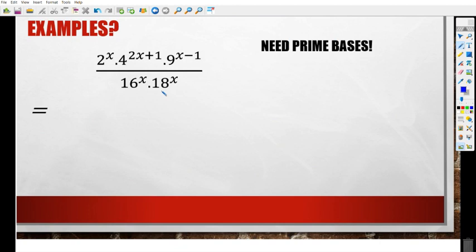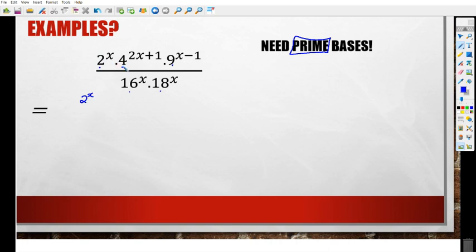If I look at these bases here, I've got 2, 4, 9, 16, and 18. But I need prime bases. I need all of them to be prime numbers. So which ones do I have to change? Is 2 a prime number? Yes, it is. So that's going to stay the same.